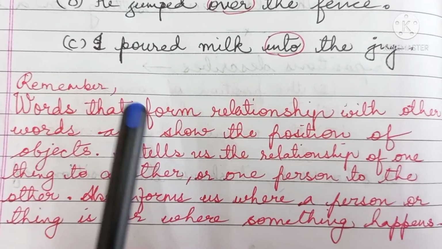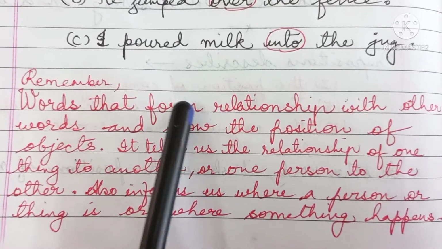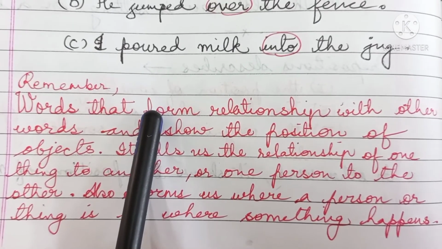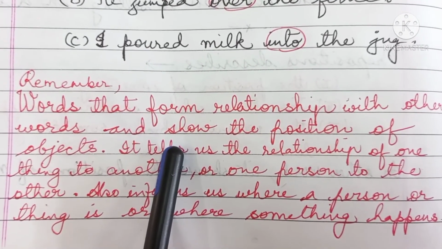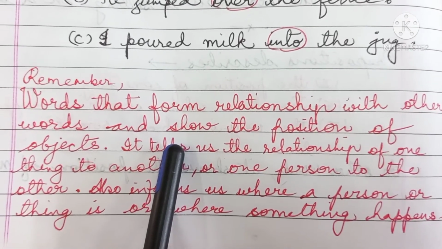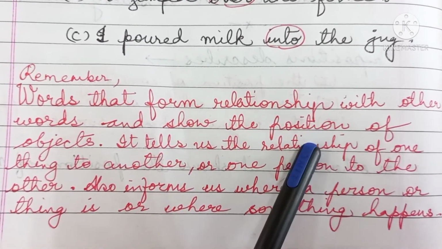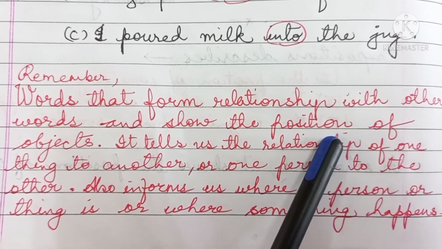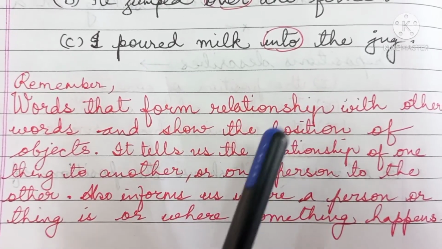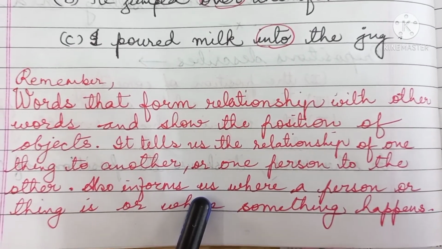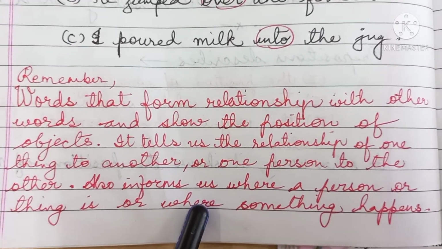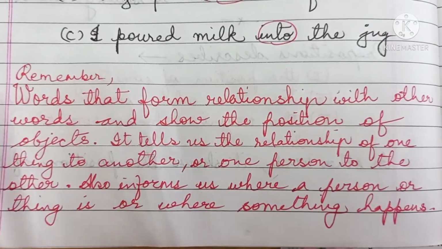Keep in mind, students, the words that form a relationship with other words and also show the position of the objects are known as prepositions. Even it tells us the relationship between a person and a thing, or one thing to another, or one person to another. Even it informs us where a person or thing is or where something happens.